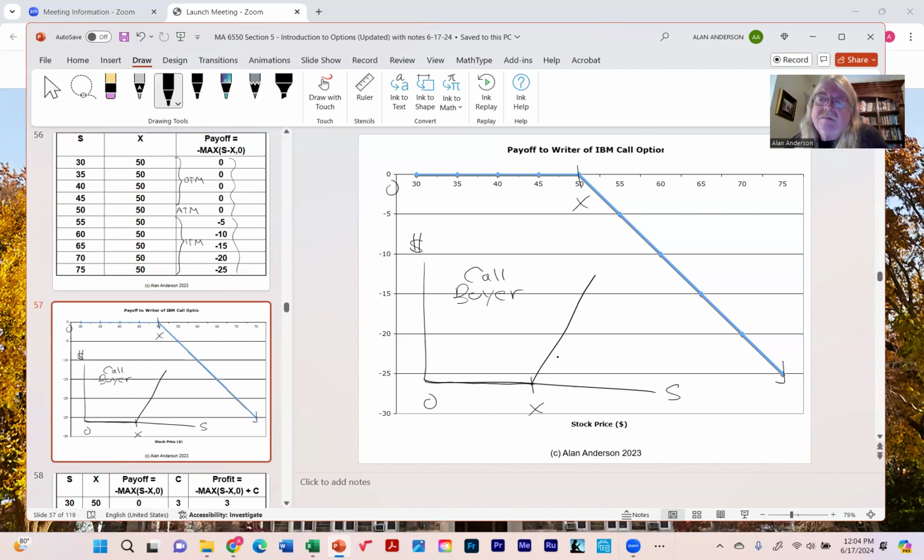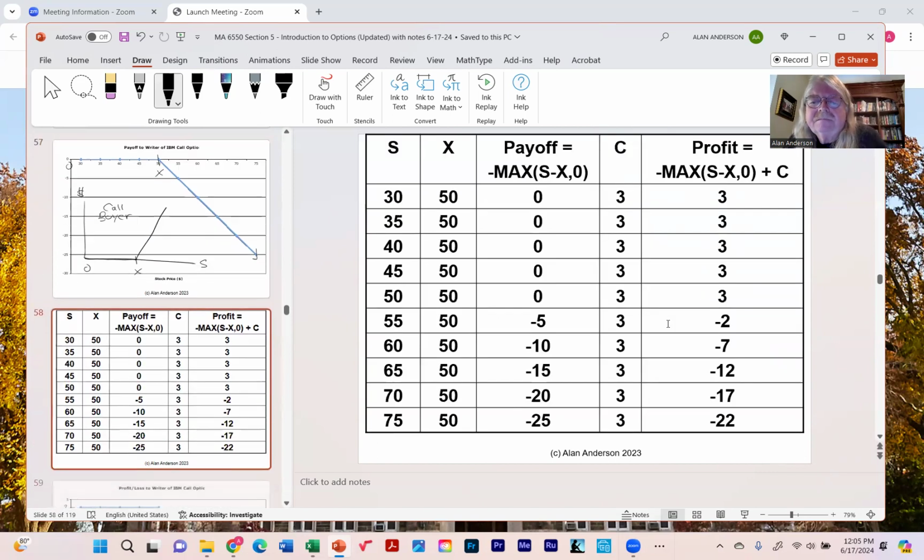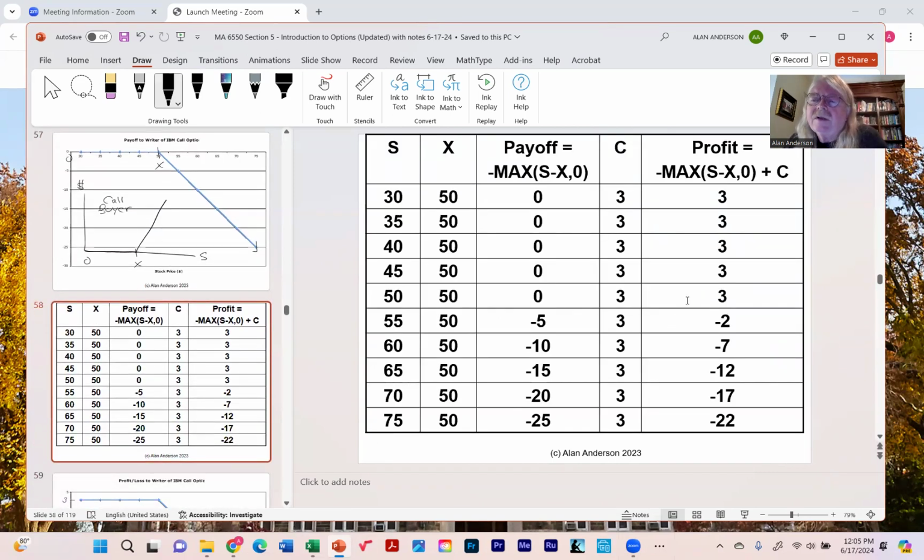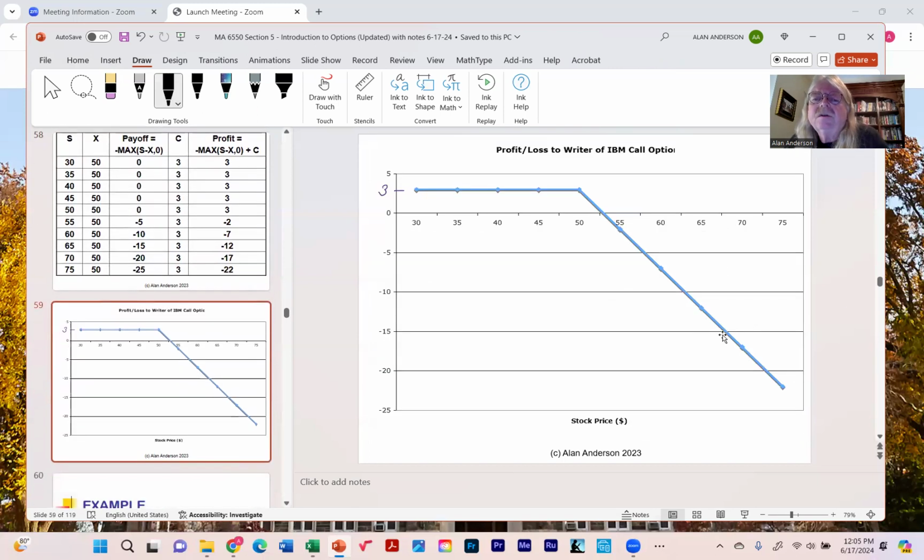The buyer, of course, either makes nothing, or the worst thing that can happen is they do not cover the call premium. On the upside, there's no limit to how much they can make. Now, of course, we do have to take into account the call premium. The seller is collecting the premium after all. So what that does is it adds $3 to their profits. And so the shape of the graph hasn't changed. It just gets shifted up by $3.